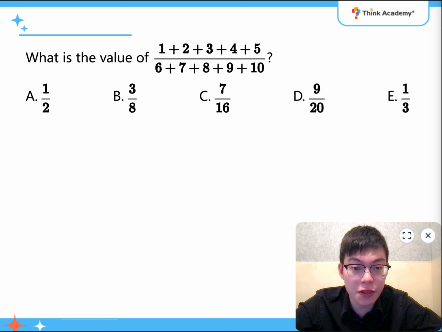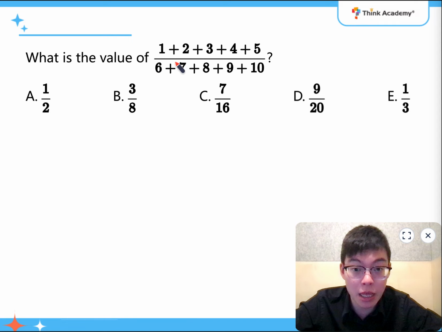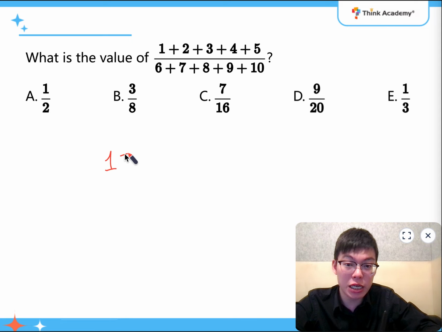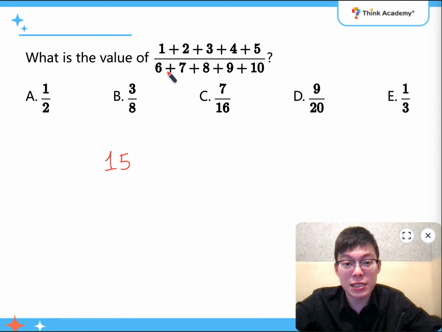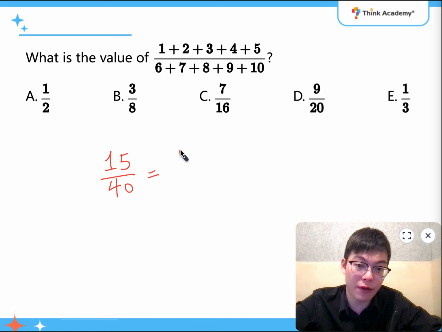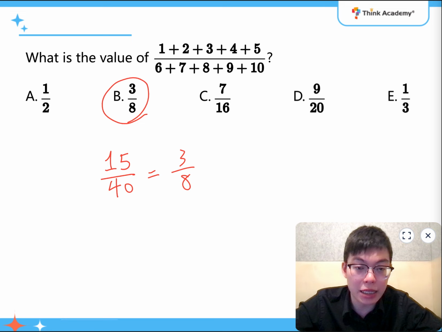Now let's move on to the third one. What is the value of 1 plus 2 plus 3 plus 4 plus 5 over 6 plus 7 plus 8 plus 9 plus 10? This is surely also a numbers and operations problem on fractions this time. So for the numerator, 1, 2, 3, 4, 5 is going to add up to 15. For the denominator, 6, 7, 8, 9, 10, that's going to add up to 40. So we have 15 over 40, which can be simplified by 5 into 3/8. So the answer is going to be B for 3/8. Alright?